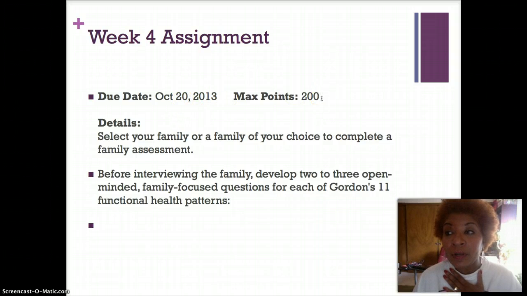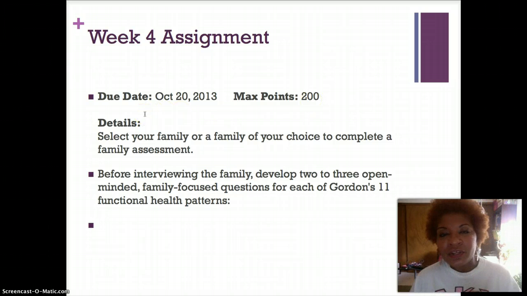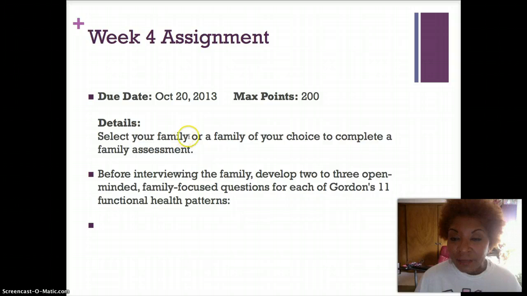It's a maximum point value of 200 points. So you really want to take your time with this. You want to follow the directions very closely, point by point. You're to select your family or family of your choice and complete a family assessment. That means you're detailing the number of family members, who they are, and what they said, information you collect on the family.